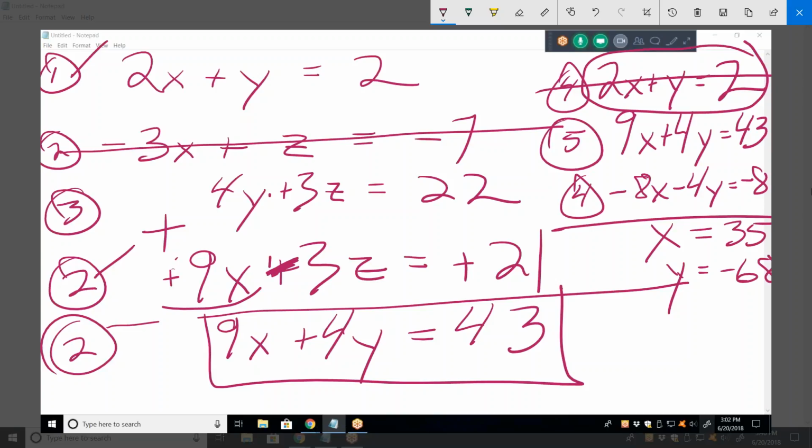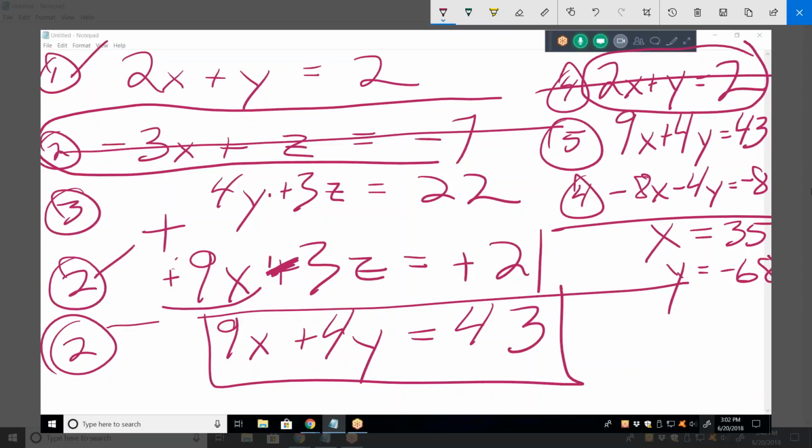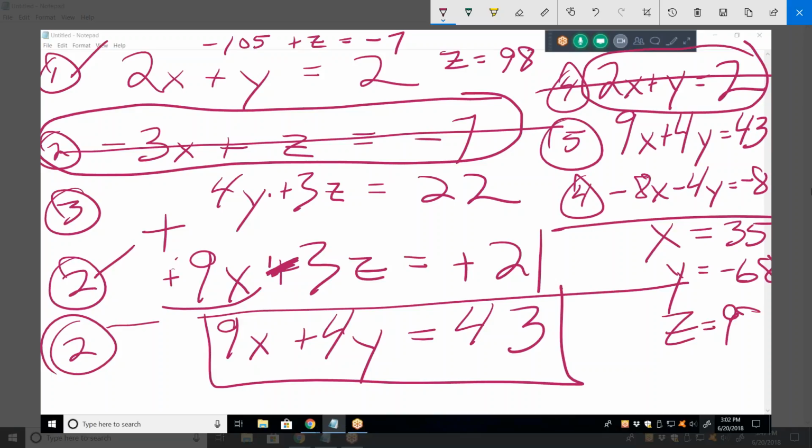Okay. Now that we've solved for x and y, in order to solve for z, I'll go to the next simplest equation, that one right there. So substituting 35 for x gives me minus 105 plus z equals minus 7. Z equals 90. So plus 105, yeah, 98. And you always have to do these in this exact order.